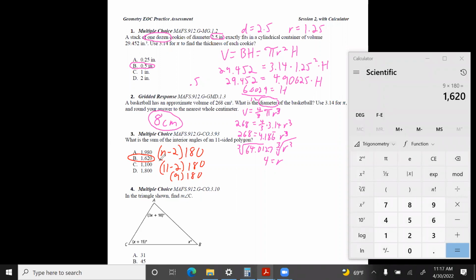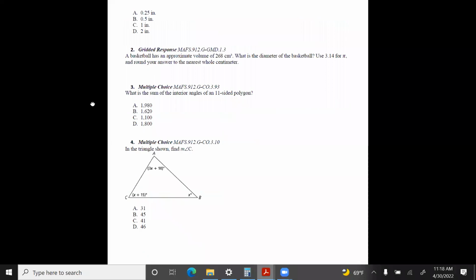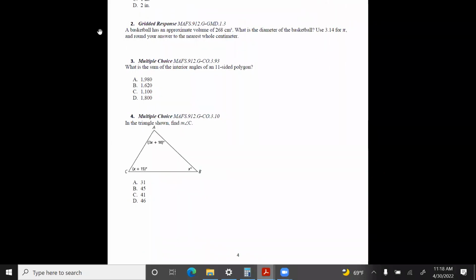All right, let me scroll this down a little bit. Let me clear what we have. All right, for number 4, it says in the triangle shown, find measure of angle C. So we're looking for angle C over here.